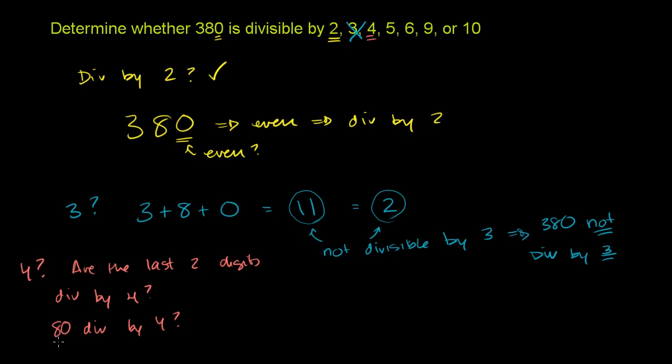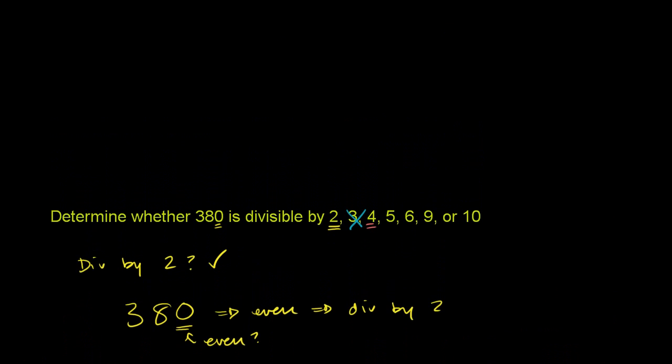Now, you could eyeball that. You could say, well, 8 is definitely divisible by 4, or 8 divided by 4 is 2. 80 divided by 4 is 20. So this works. Yes. So since 80 is divisible by 4, 380 is also divisible by 4. So 4 works. So let's do 5. Actually, scroll down a little bit.